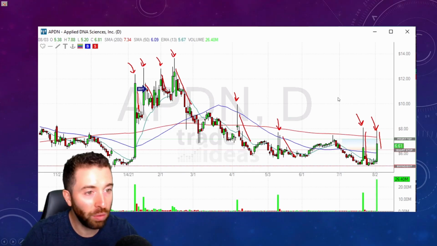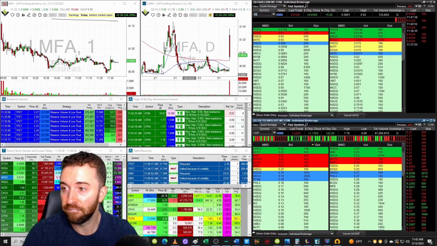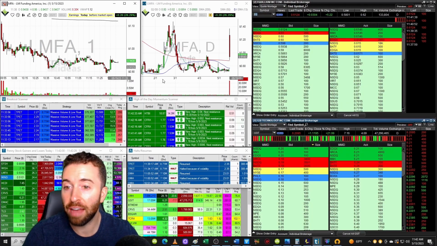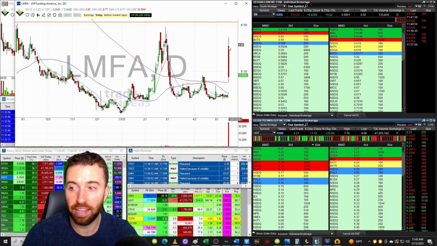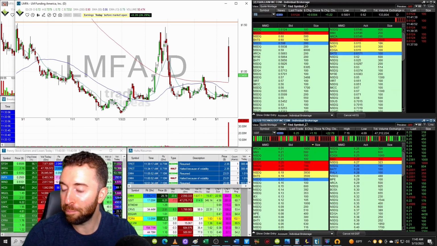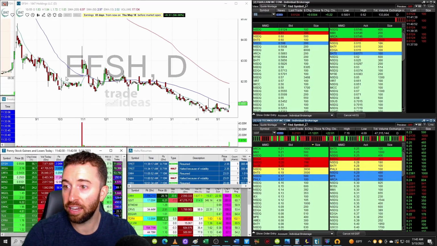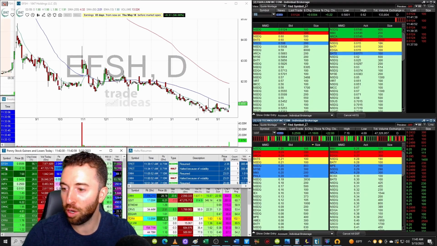Now, it's not only just out of this example. Let's just look at examples from today, on what we have at this moment. We want to take a look over on LMFA. And you see on the daily chart, upper shadow, big time dump. Here's an upper shadow, big time dump. We could take a look at EFSH. Here's a big upper shadow, big time dump.